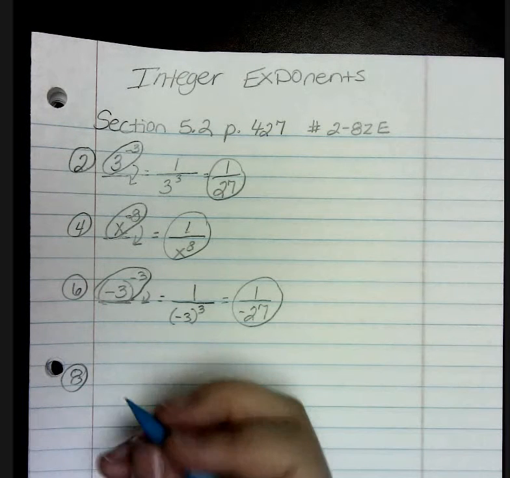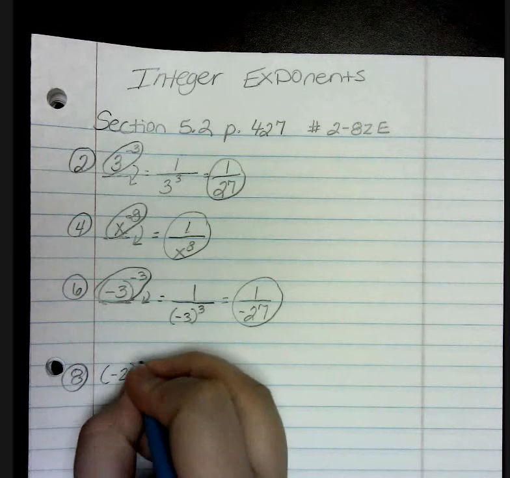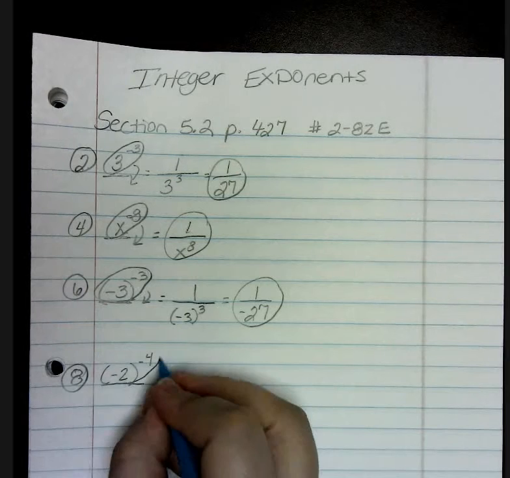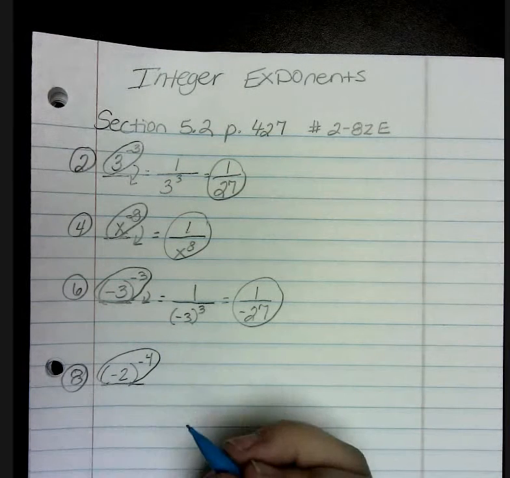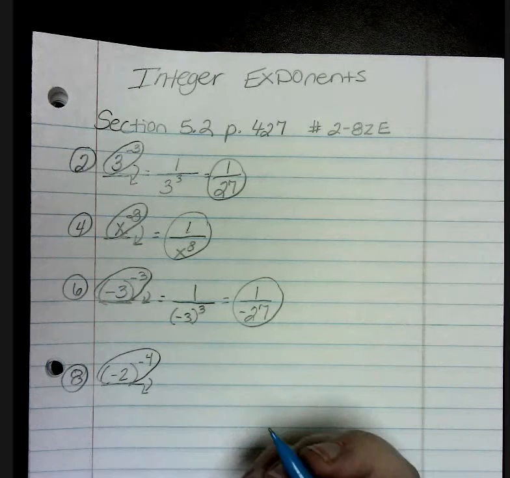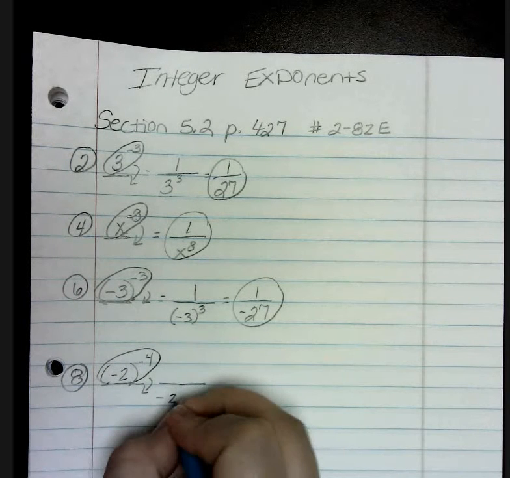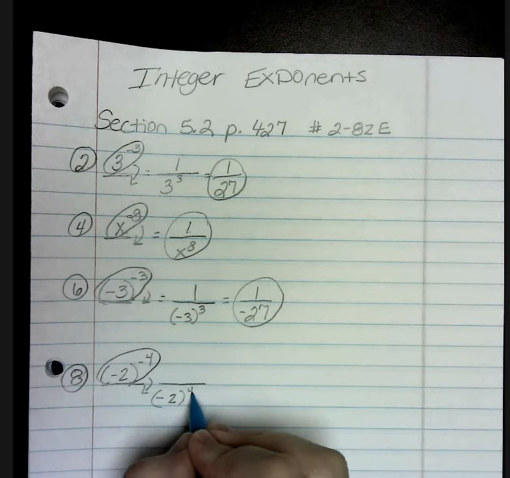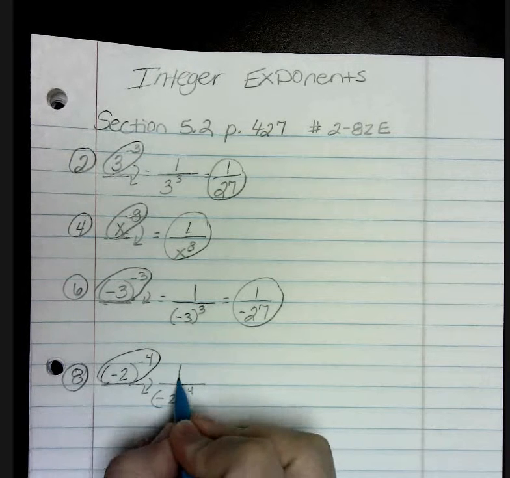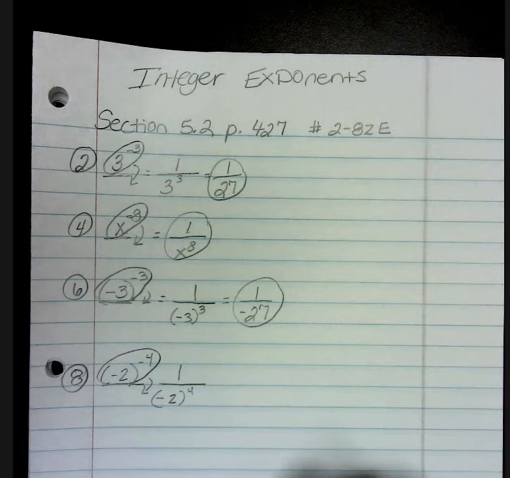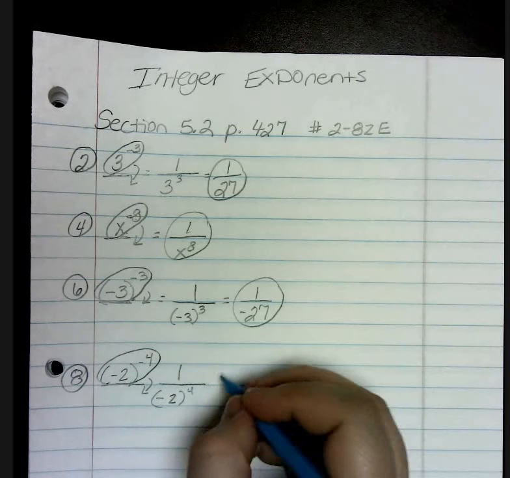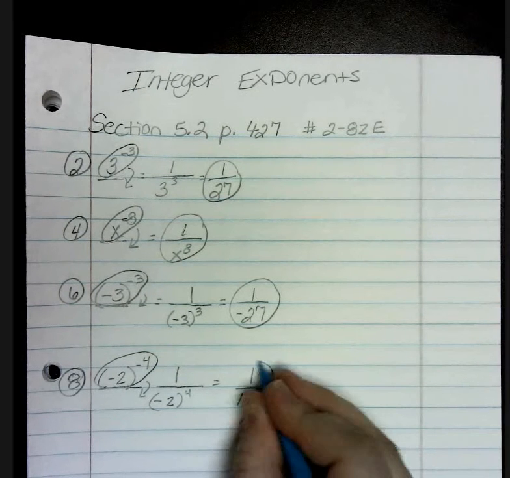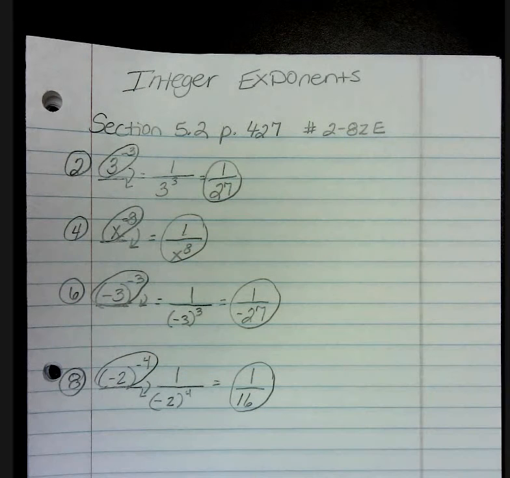Number 8, I have negative 2 to the negative fourth power. So this problem is just like number 6. I'm going to circle my base and my negative exponent, and draw the arrow as to where it's going to go. I now have a negative 2 to a positive fourth power, because once you move the negative exponent to the denominator, it becomes positive. And I now have a 1 for my numerator, because I have to have some type of placeholder. And negative 2 to the fourth power would give us a positive 16. So our final answer is 1 over 16.